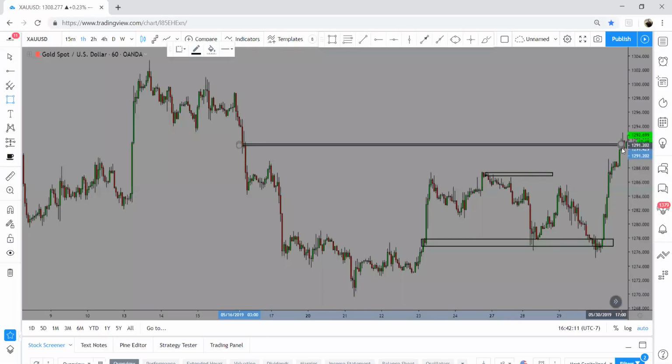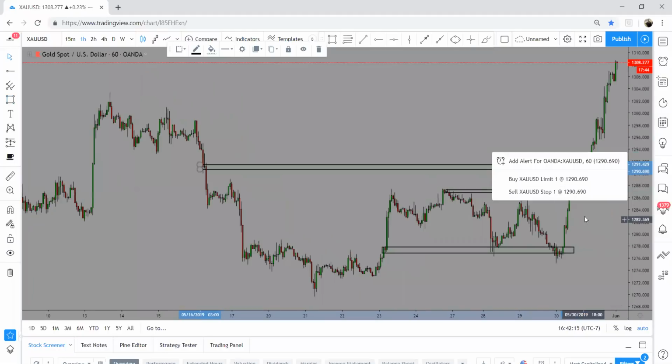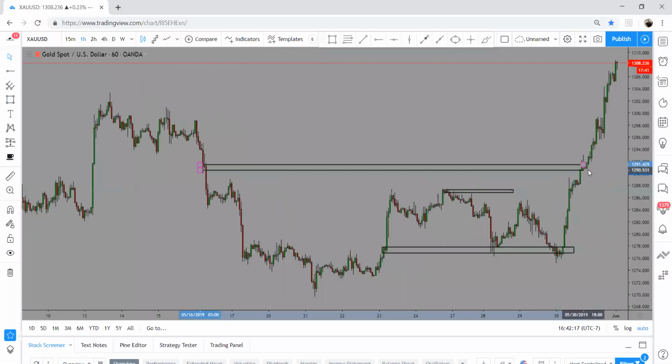Look how the market reacts at these supply and demand zones. Look how it reacts. It breaks straight through and it retests it. See that? It breaks straight through, retests it. And then look at this.